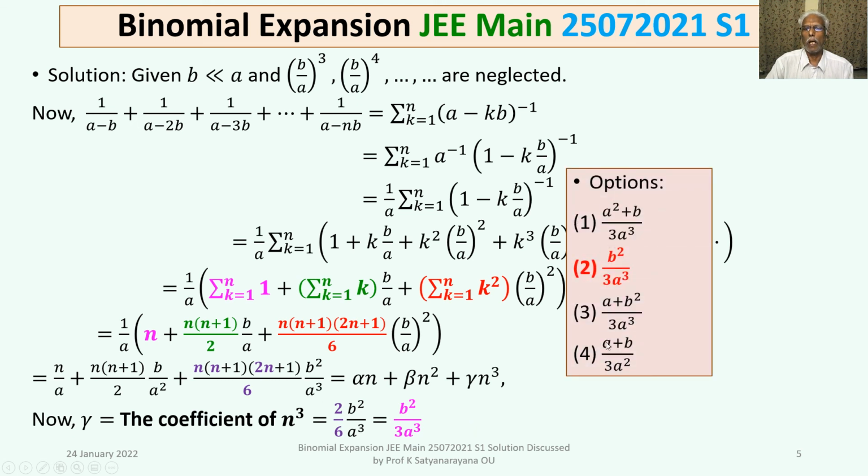Now let's look at the options. Our answer b square by 3a cube appears against option 2. Therefore, our answer is option 2.